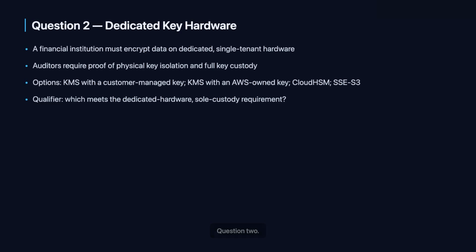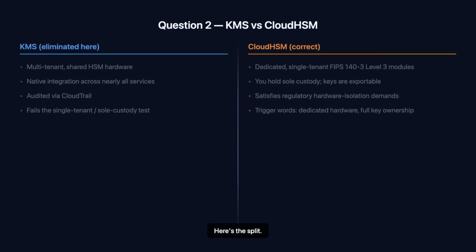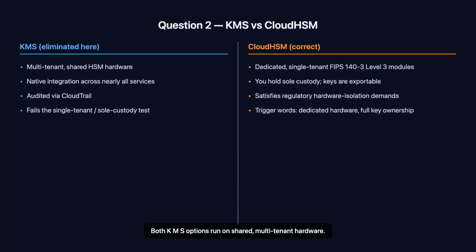Question 2. A financial institution must encrypt data on dedicated single-tenant hardware, and their auditors demand proof of physical key isolation and full key custody. The options are KMS with a customer-managed key, KMS with an Amazon Web Services-owned key, CloudHSM, or S3 managed encryption. The qualifier is the phrase dedicated hardware and sole custody. Hold that phrase in your head. Here's the split. Both KMS options run on shared multi-tenant hardware.